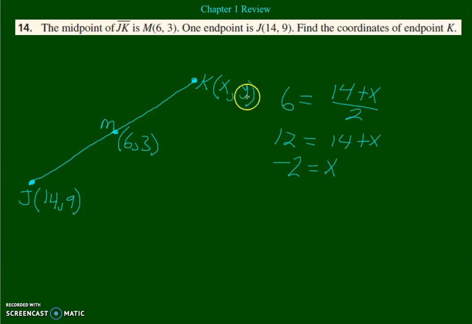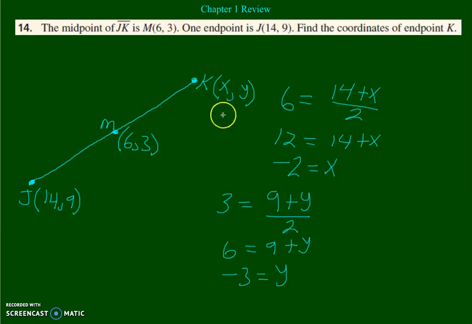Now we're going to do the same thing with the y-coordinate. So the y-coordinate of the midpoint, 3, equals the average of the y-coordinates of the endpoints. So 9 plus y divided by 2. So here again, we multiply both sides by 2. 6 equals 9 plus y. Subtract 9, negative 3 equals y. So now we know the coordinates of our endpoint are (-2, -3).